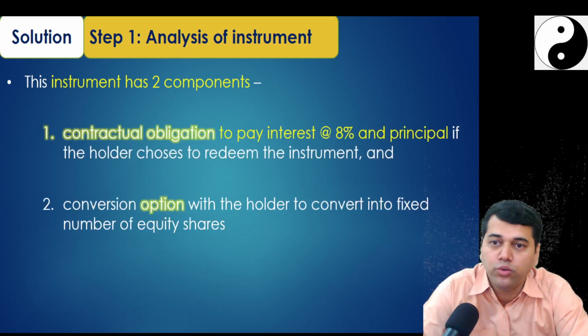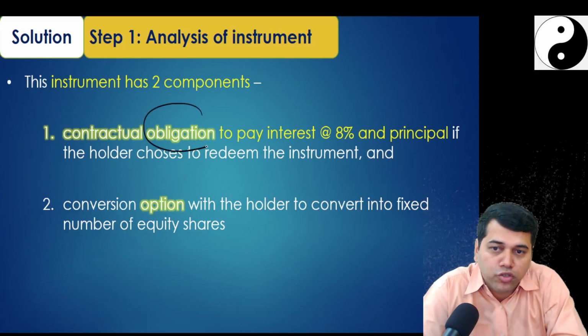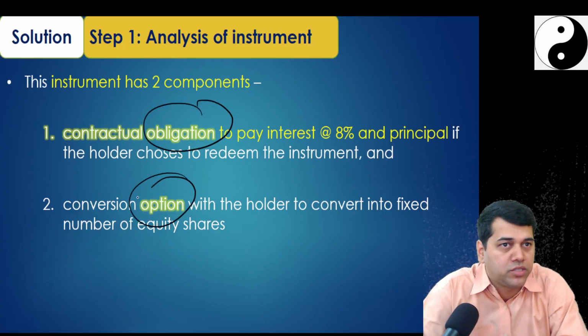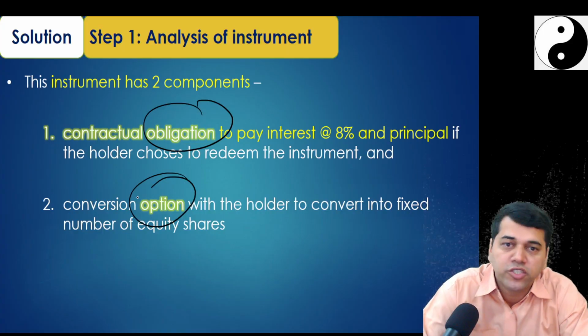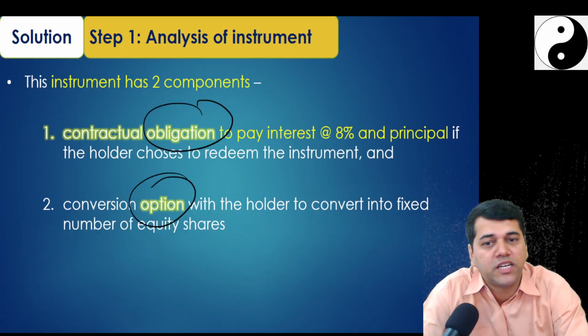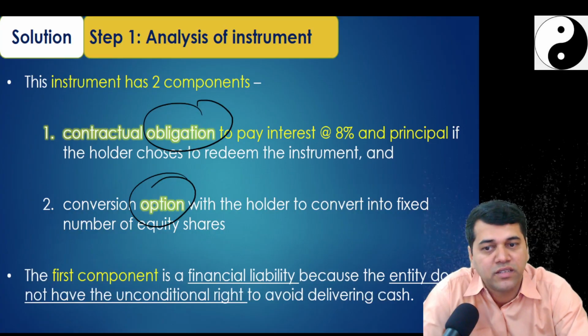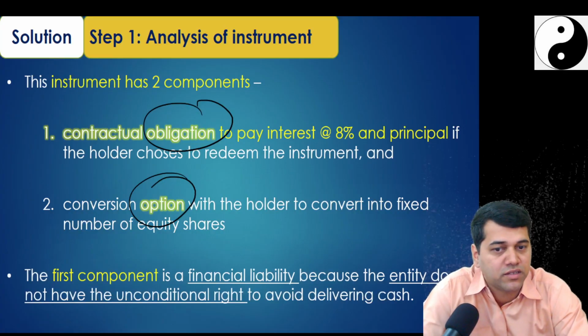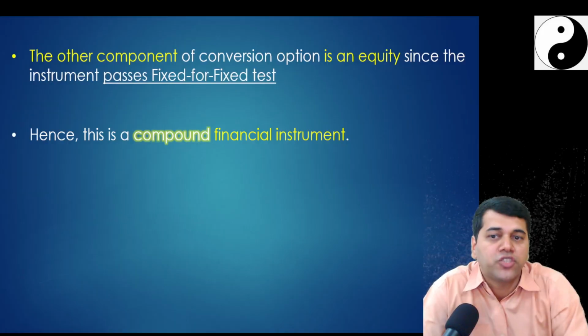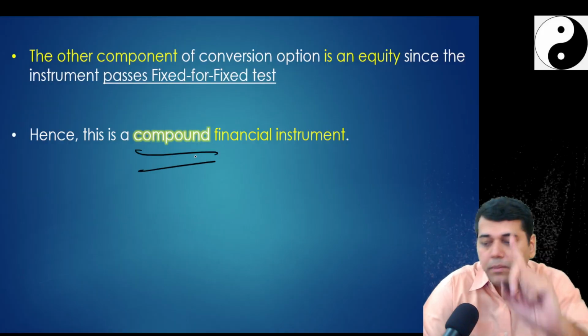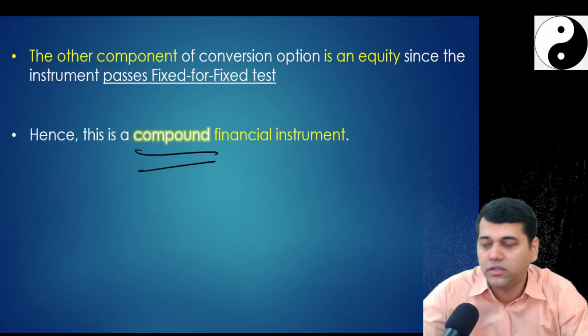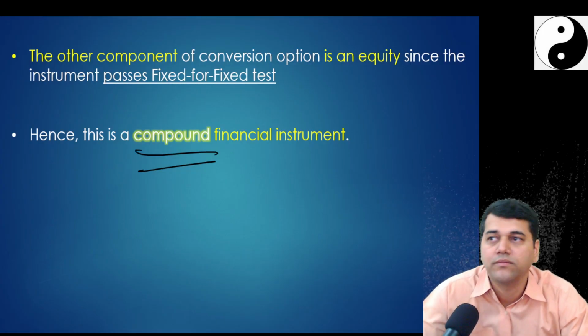You have to tell there is a contractual obligation plus an option. The obligation is to pay the cash of principal and the interest, and the option is to convert into fixed shares, which passes the fixed-for-fixed test. First is a financial liability, so it is a compound instrument. Maybe I will allot 1 mark for this particular portion of the theory.